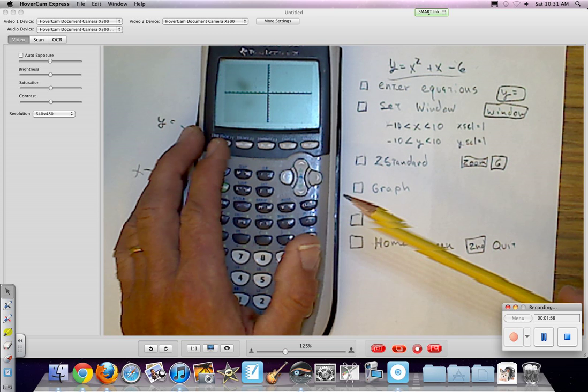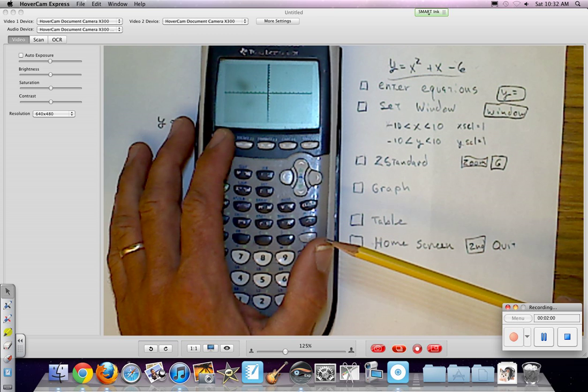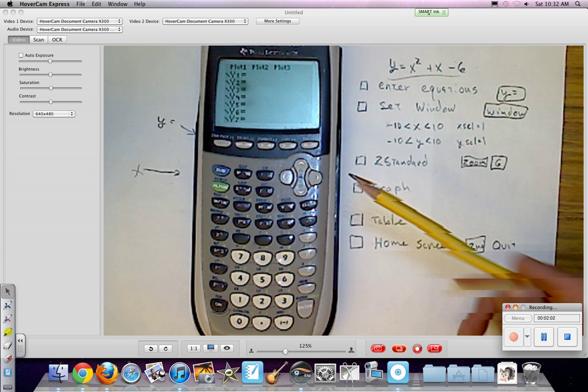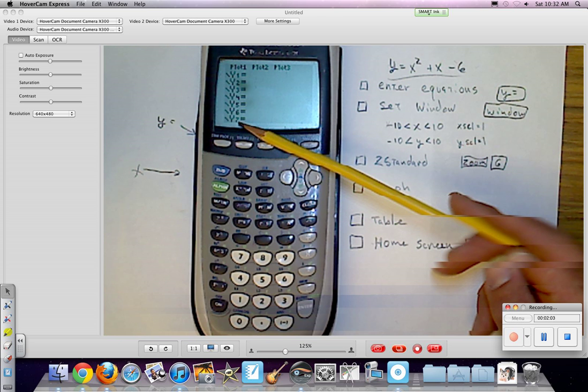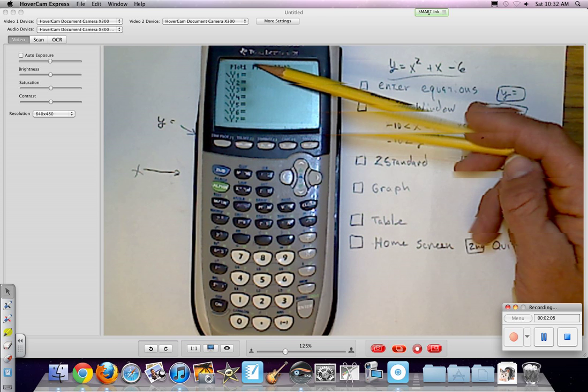So in order to tell the calculator what you want to graph, you work your way left to right. This is the y equals button right here, y equals. If you hit y equals, you'll come in right here.